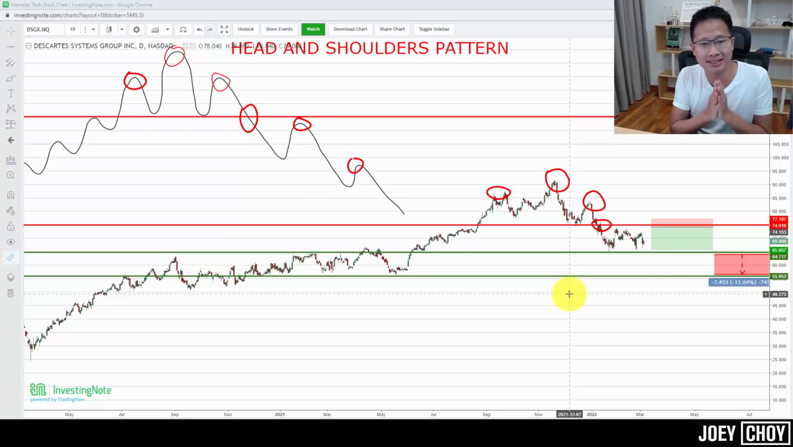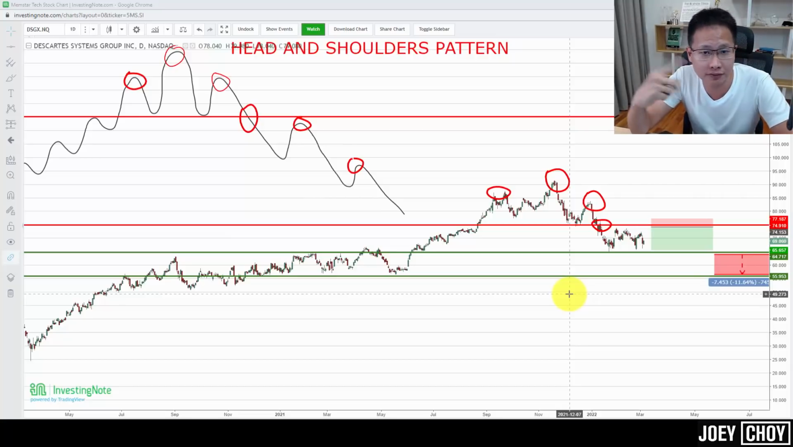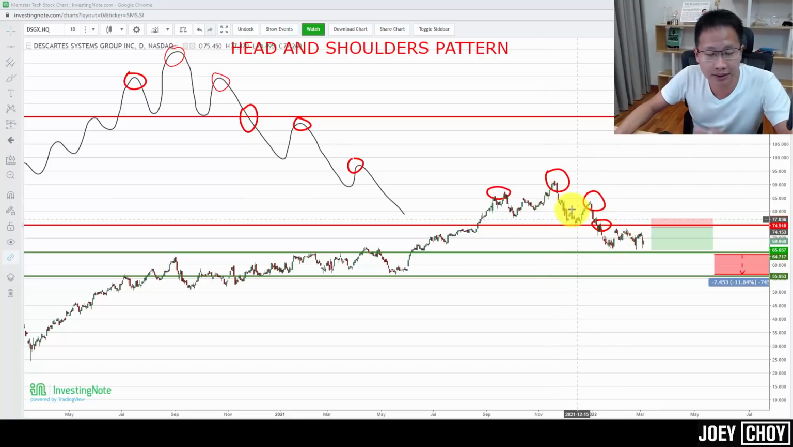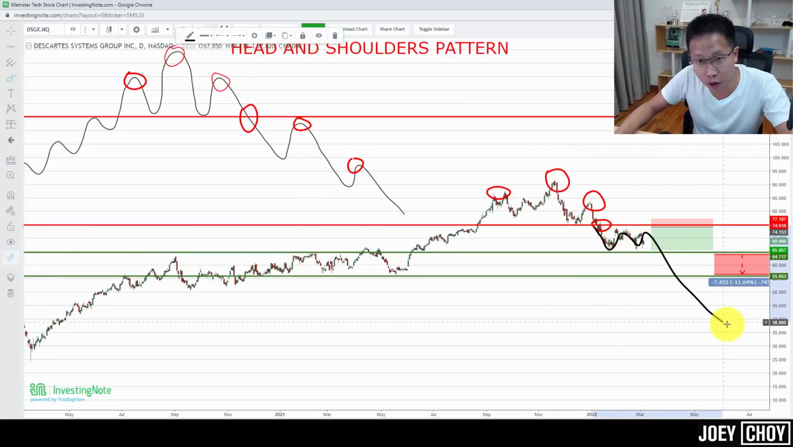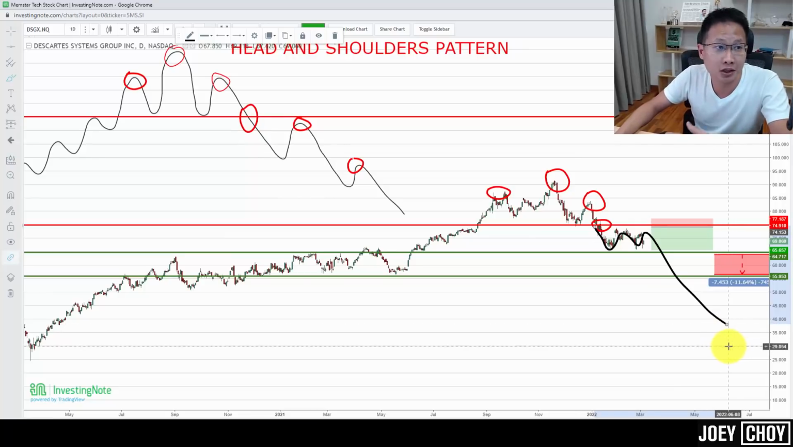All right, so we want to wait for a break of that key support or the neckline before it is formed. So that's the first mistake. And the next mistake would be, if you see a head and shoulder pattern, some people might think that because it's a head and shoulder pattern, then that's it, right? This stock will potentially hit all the way down. It's time to get out, because it might crash all the way down, right? So that's the second mistake.